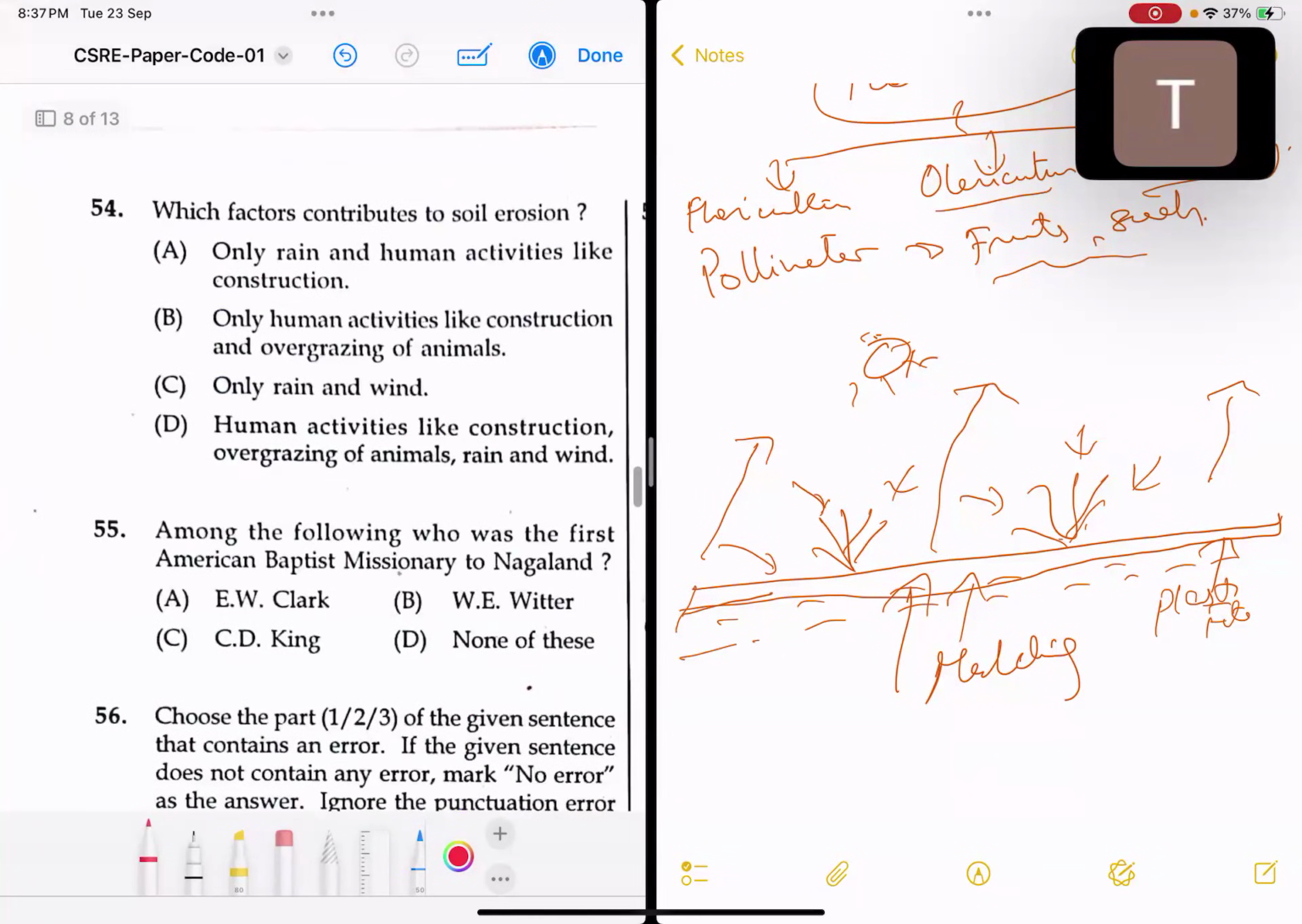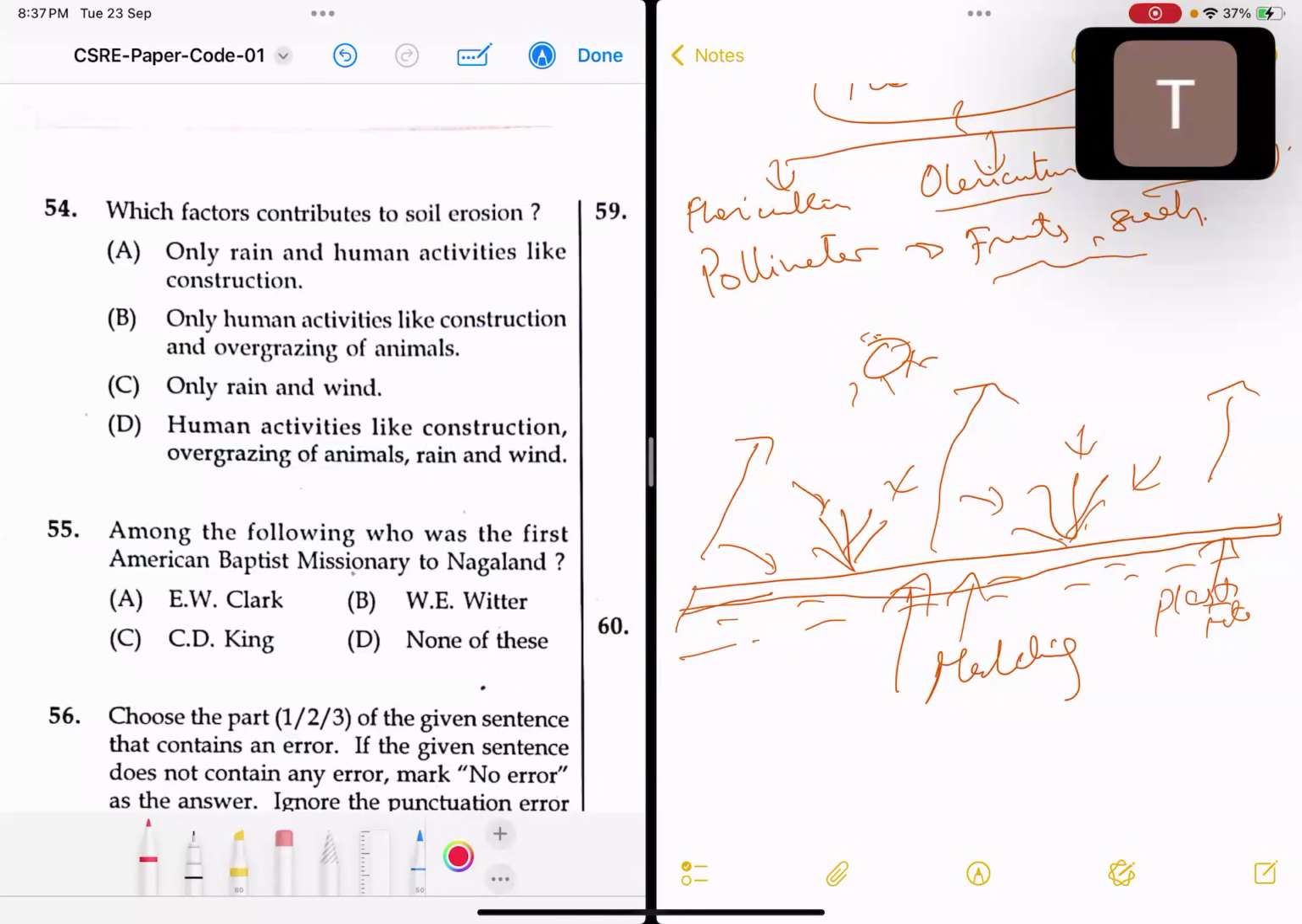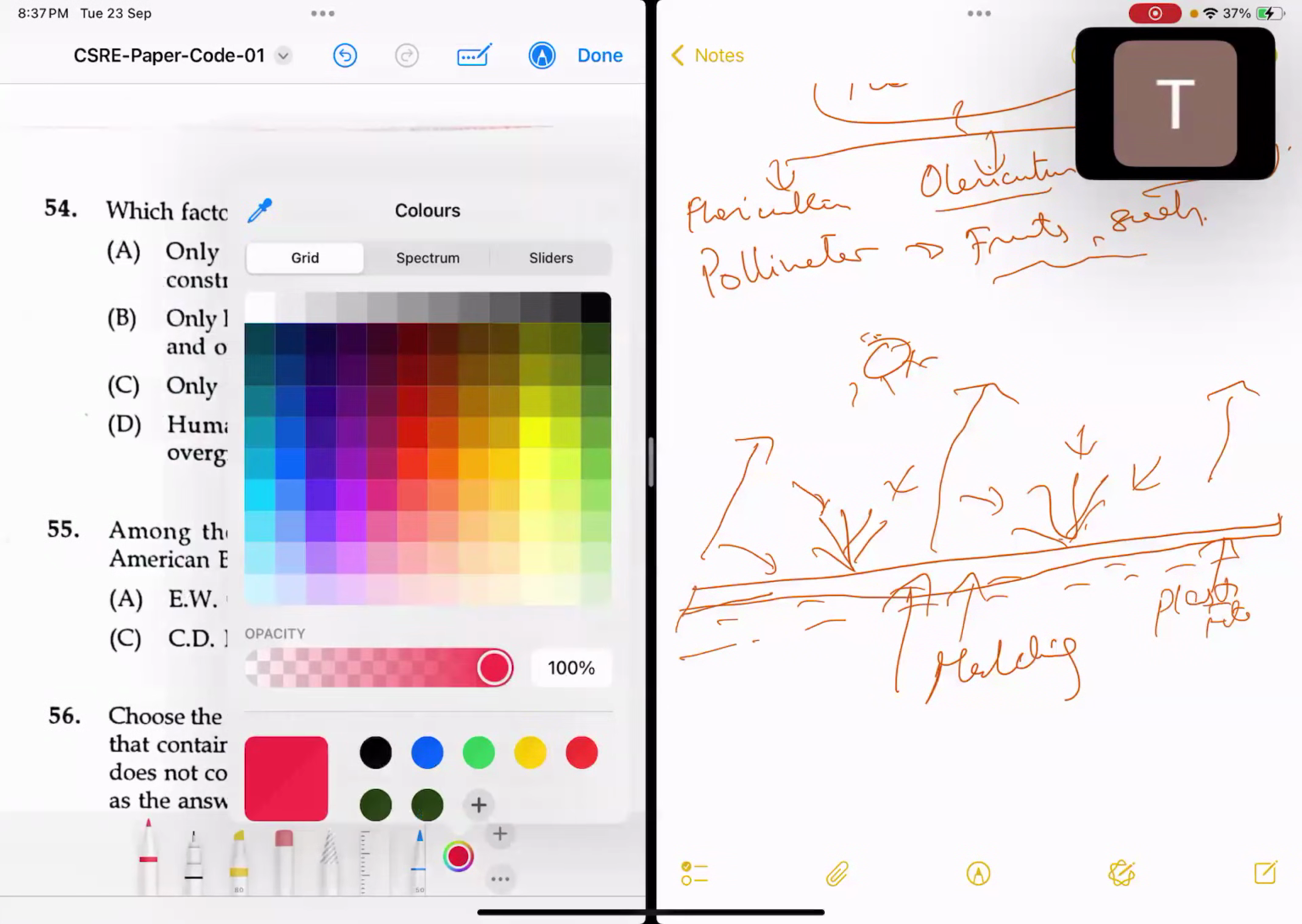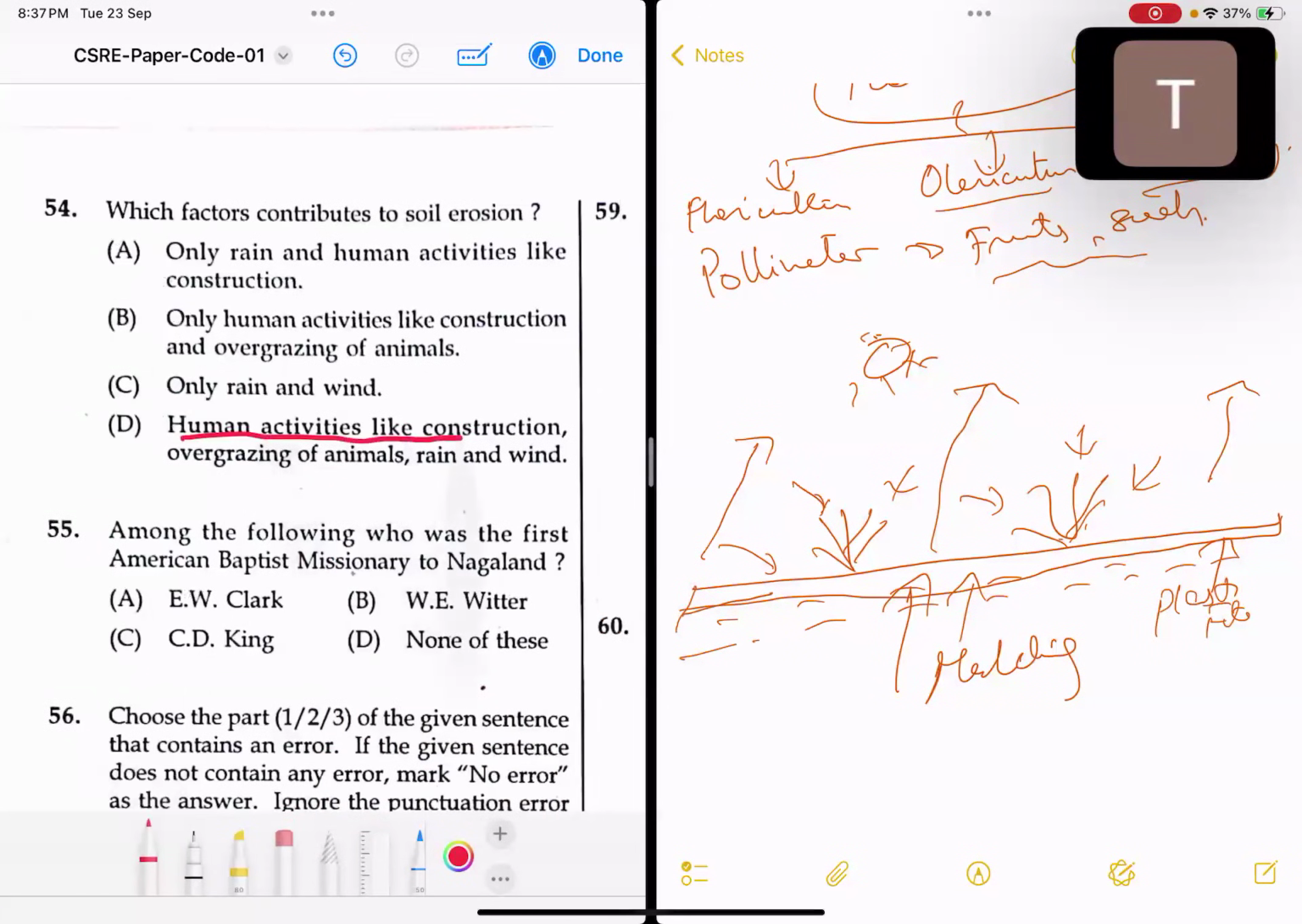Question number 54. Which factors contribute to soil erosion? So soil erosion means when the top layer of the soil is washed away or carried away from one place to another, right? And there are a number of reasons responsible for the process of soil erosion, right? And this includes human activities like construction, right? Overgrazing by animals. When the animal overgrazes excessively, soil becomes loose and it is washed away by water, rain and water, right? So rain and wind is the primary cause. So the correct option is D, okay?